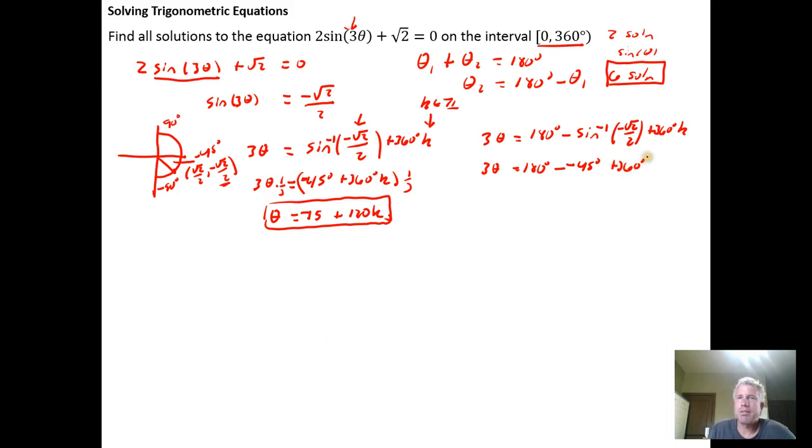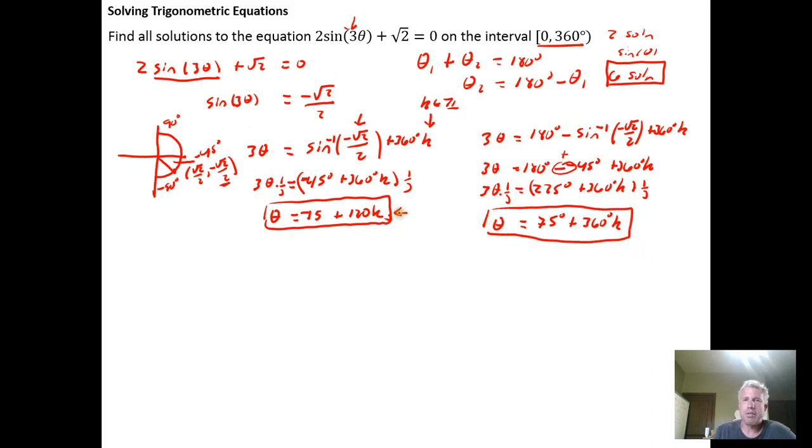Plus 360 degrees times k equals, we can do a little simplifying. 180 minus a negative, that's a double negation, so this is going to give us a plus, and that's going to give us 225 degrees plus 360 degrees times k, and then we can multiply both sides by 1/3. So 1/3 of 3 is 1. We get 1 theta equaling, 3 is going to go in there 75 times, so 75 degrees plus 360 degrees times k. So here's a second set of solutions.